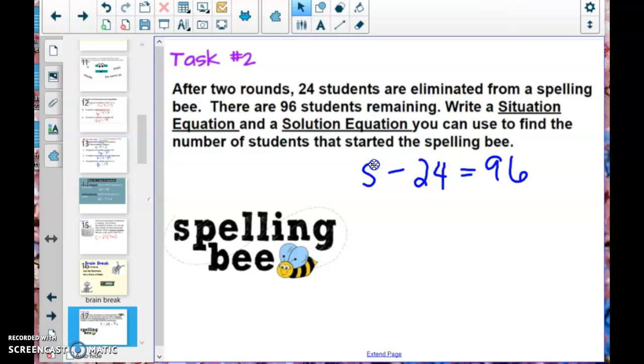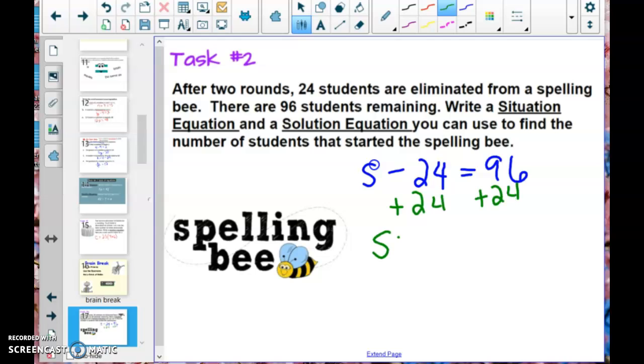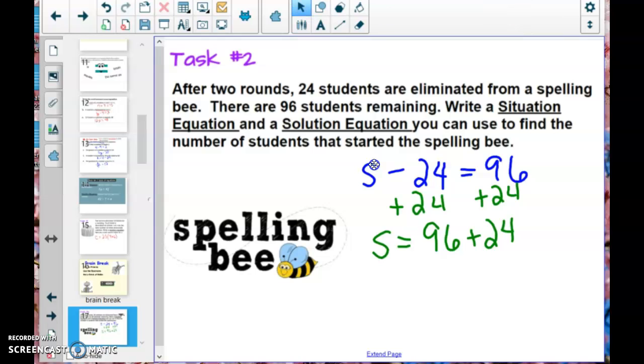That's the situation equation. Well, now to solve this equation, to write a solution equation, I would just have to add the 24 back to the beginning. So my solution equation would be 96 plus 24 to find the number of students who started the spelling bee.